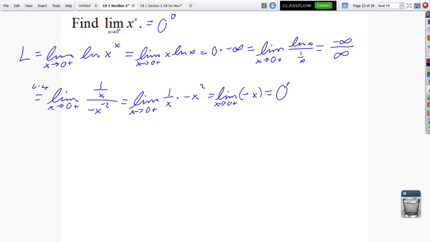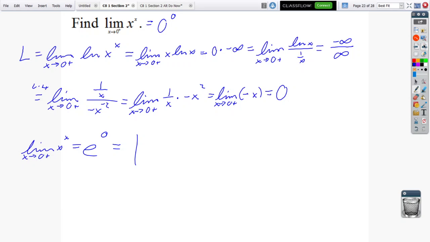So again, this is not my answer. I do need to actually say what my answer is. So the limit as x approaches 0 from the right of x to the x is equal to e to the L. My L in this case was 0. So this is going to become e to the 0, which means I got 1. My limit is 1 here.